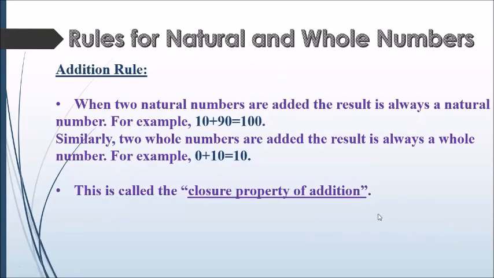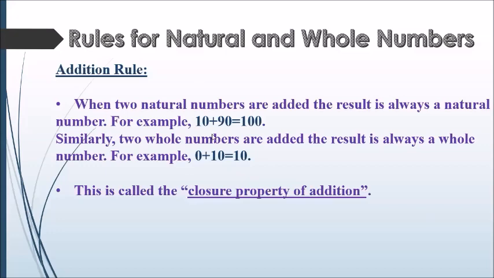Okay, class, then we move on to addition rule and subtraction rule. You can see on page number 20. Yes, page number 20, class, you can see some rules of natural and whole numbers. The first rule was addition rule. Now this is very simple to understand, that when you are adding two natural numbers, the result is always going to be a natural number. And if you are adding two whole numbers, the result is always going to be a whole number.